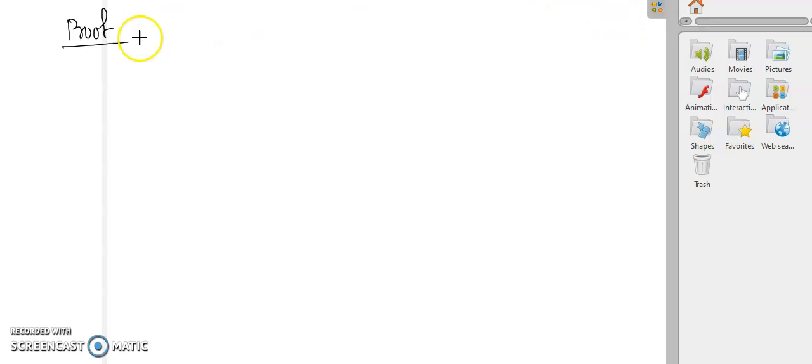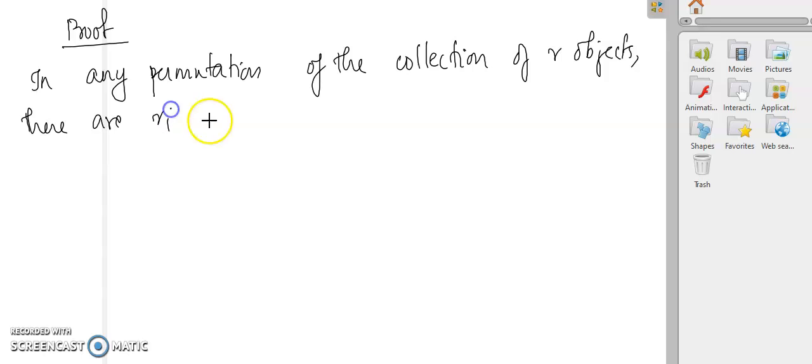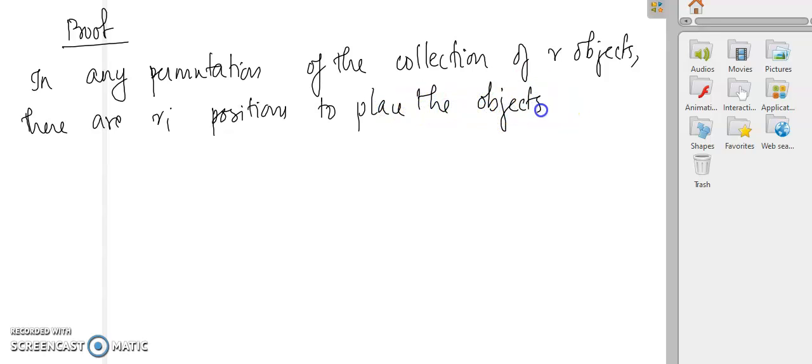So in any permutation of the collection of R objects, there are Ri positions to place the objects of type i, where i is equal to 1 to n. So you have objects of type 1, type 2 and type n.